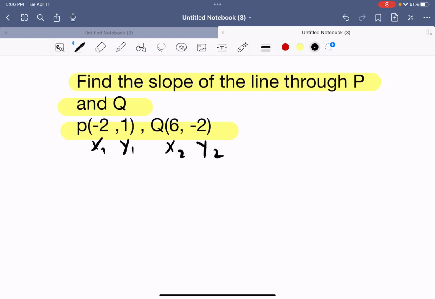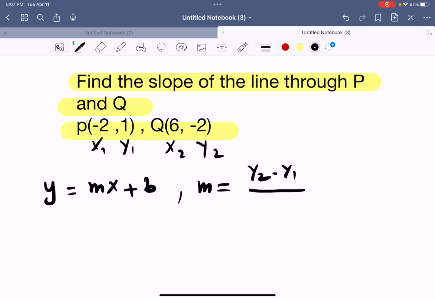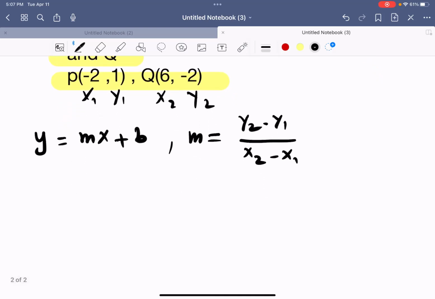Okay, so let me just give you the formula, which is y equals mx plus b. So m is the slope, and the formula of the slope is equal to y sub 2 minus y sub 1 divided by x sub 2 minus x sub 1. Okay, so let's plug in these numbers here. So we have y sub 2 is -2 minus 1 over x sub 2 is 6 minus x sub 1 is -2.